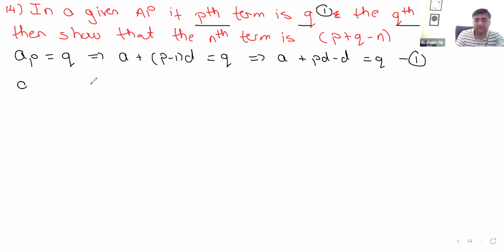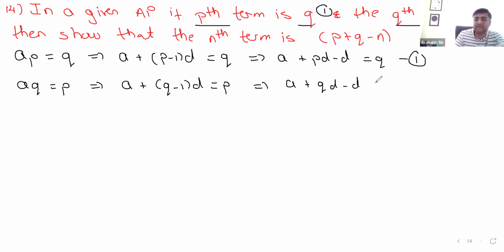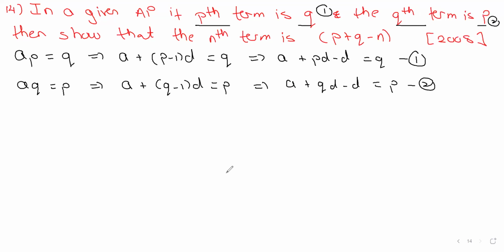Similarly, हमें दिया हुआ है the qth term is p. This implies a plus q minus 1 times d is equal to p. This implies a plus qd minus d is equal to p. Till here, does any child have any doubt? Yes or no? यहाँ तक clear है बेटा? Yes, sir.